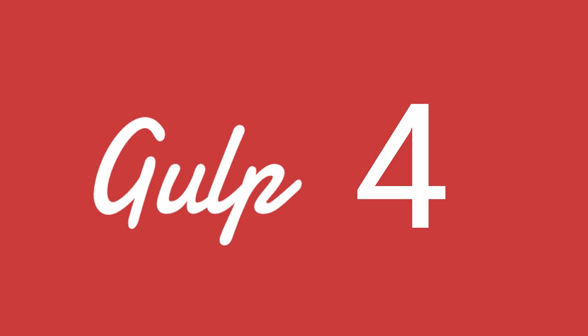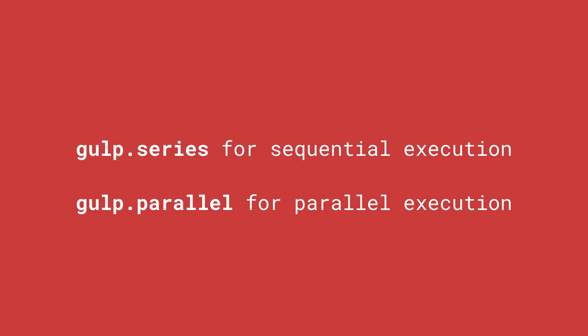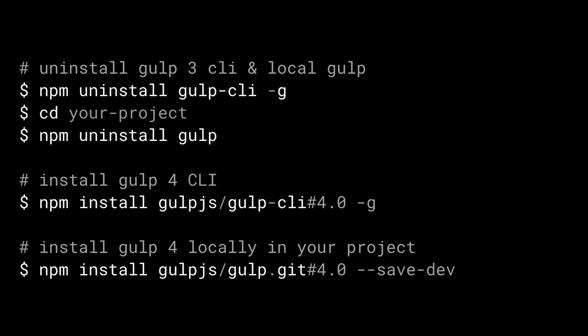So Gulp 4 drops the dependency parameter, the square brackets syntax, completely, and it replaces them with execution functions that you can use instead. So, drum roll, tweet. That's what you get. We have no budget. Okay, so we now have gulp.series for sequential execution and gulp.parallel for parallel execution. And these let you have parameters, the name of the task to execute, or another function to execute, so they're pretty flexible.